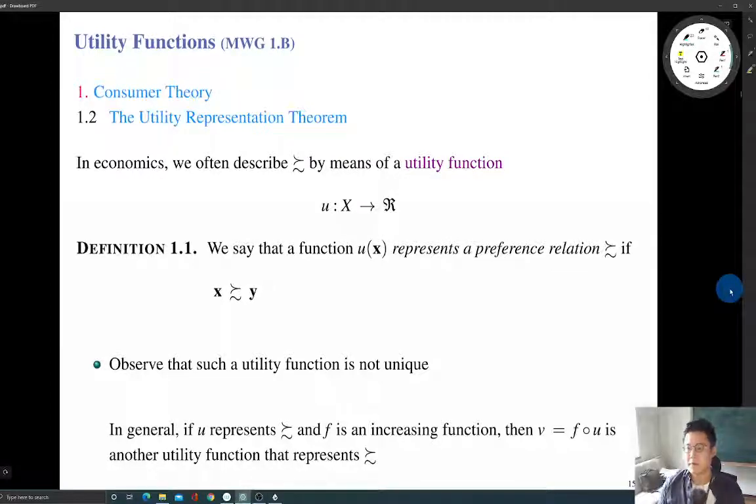Alright, in the previous video I talked about basic elements in the framework. In particular, we talked about a preference relation. In this video we will talk about utility function and utility representation theorem.